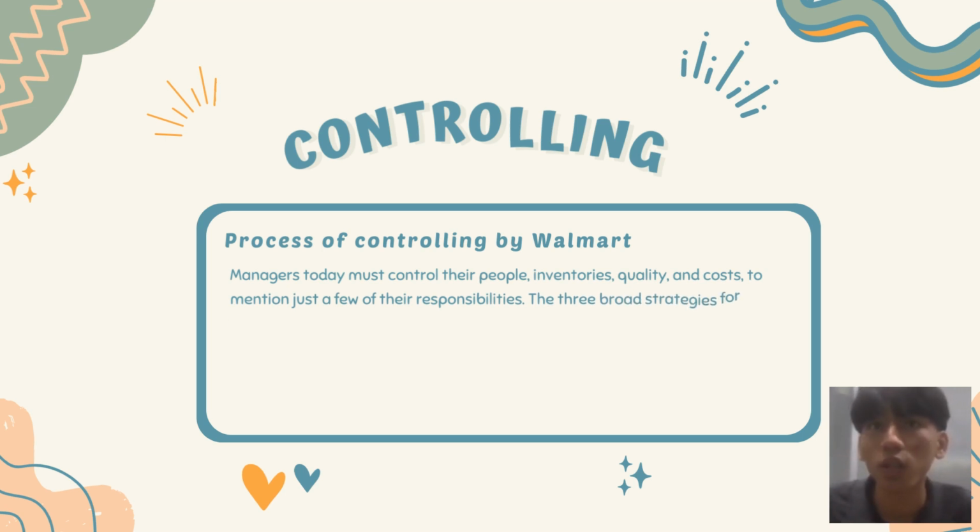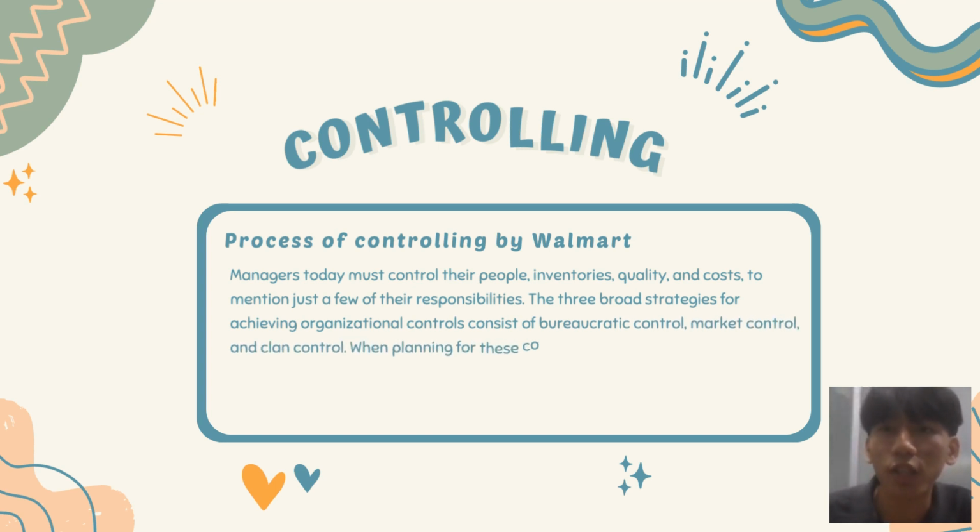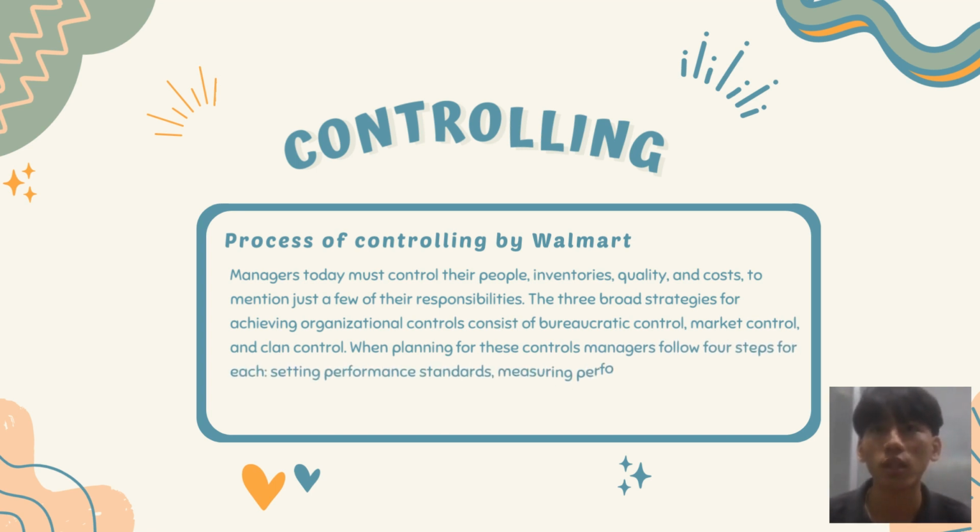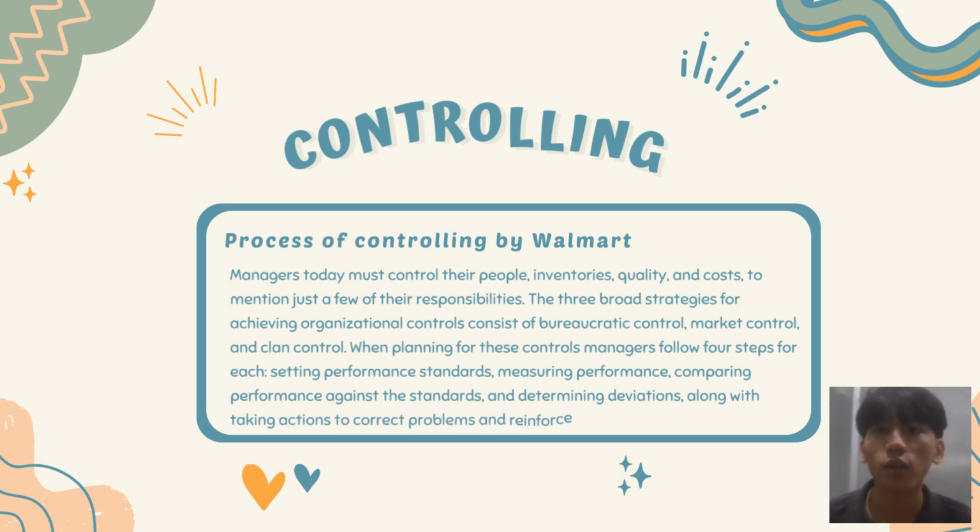Companies all across the world use control mechanisms to achieve and monitor the success of the organization. If a company has planned poorly, with poor goals and objectives or a disagreeing management, the likelihood of the company surviving for any length of time becomes slim, and it is considered an out of control company. Managers today must control their people, inventories, quality and costs, to mention just a few of their responsibilities.